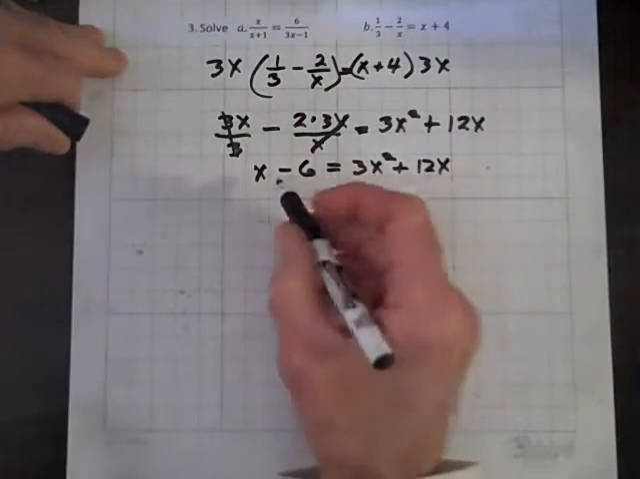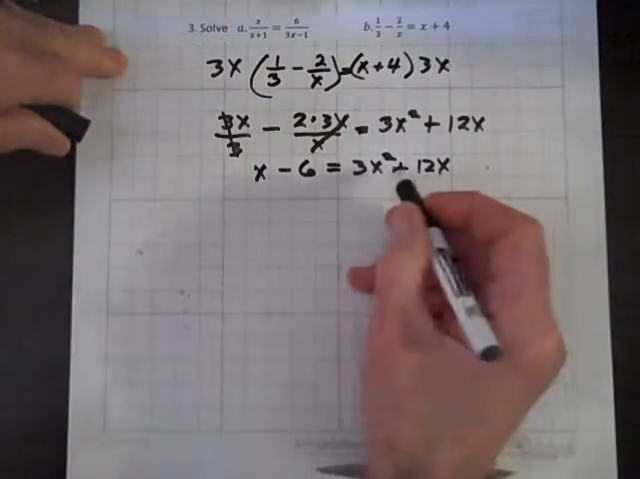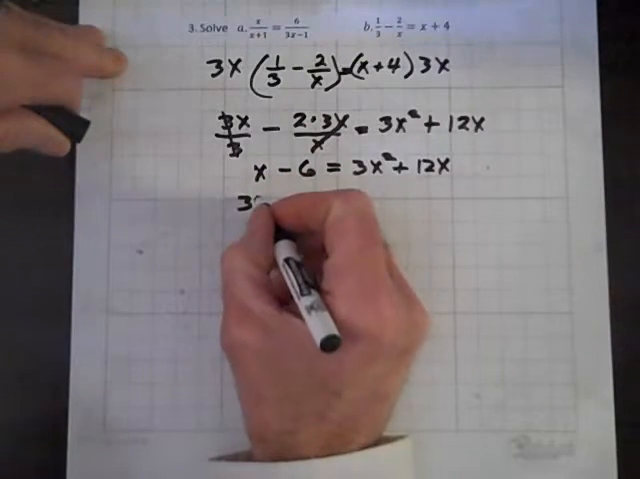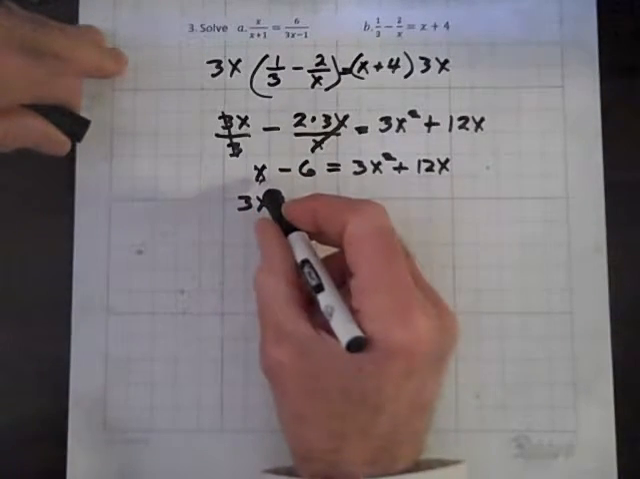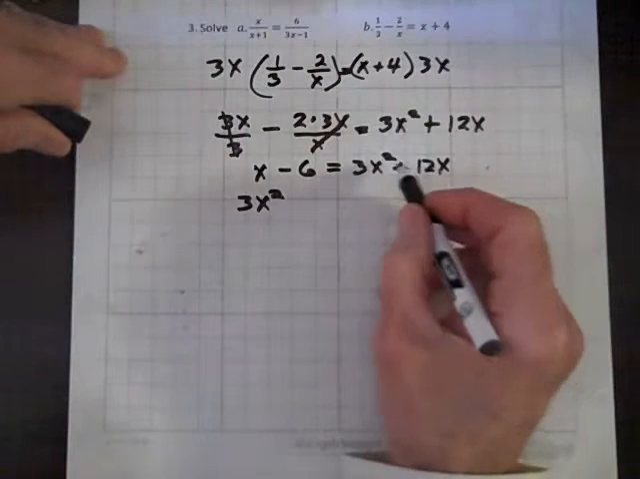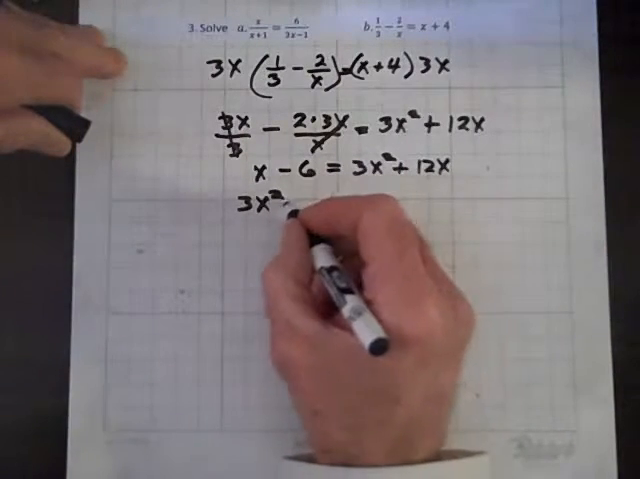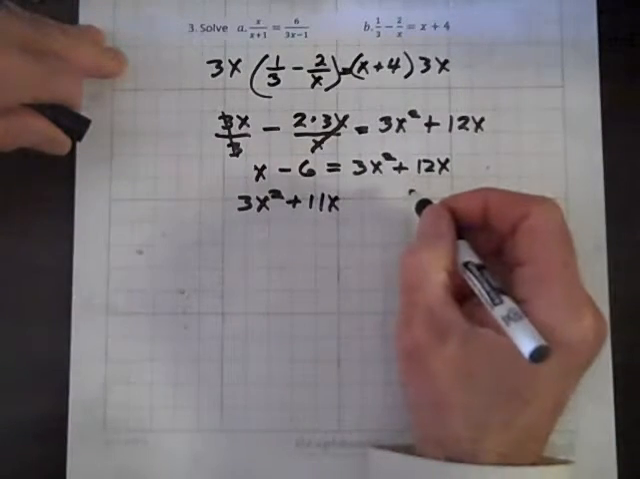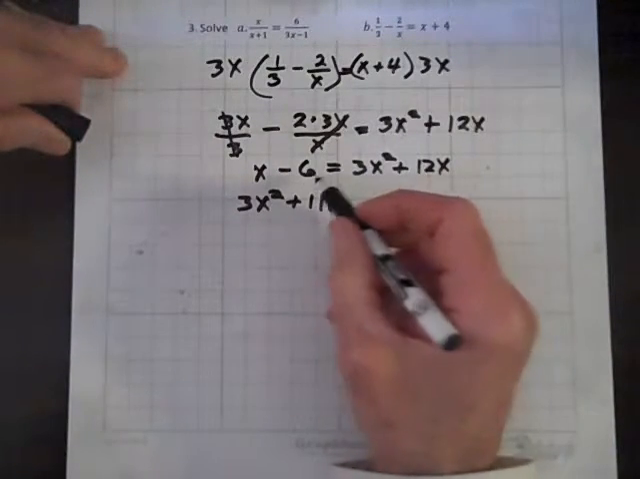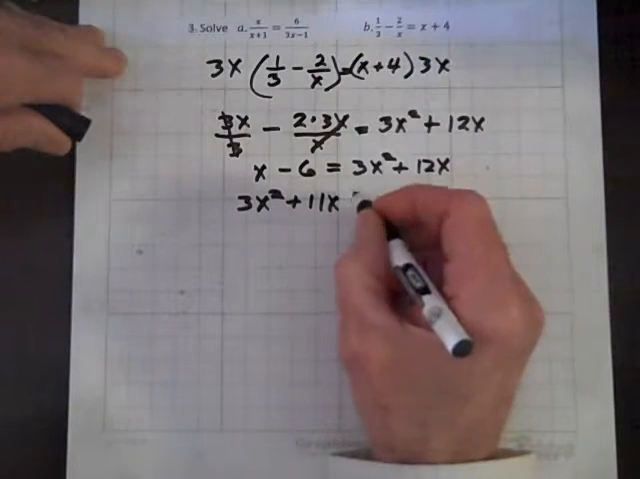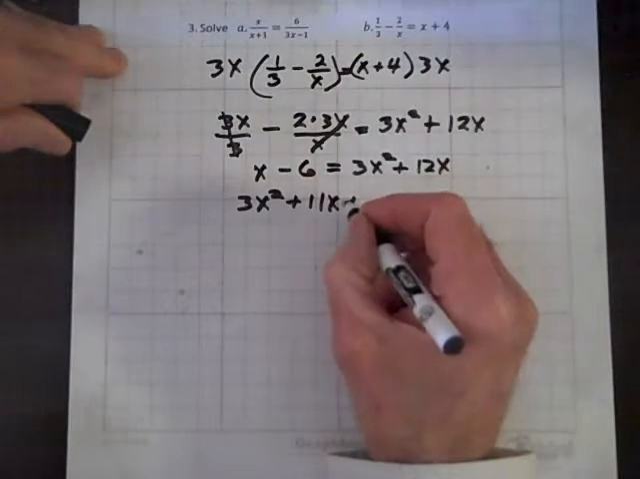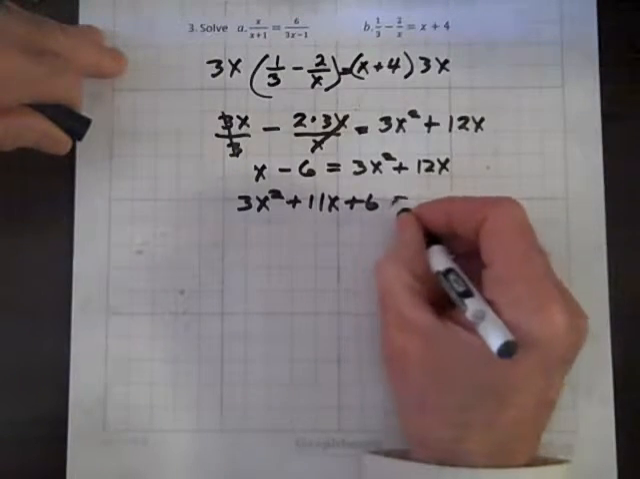Now, we'll subtract x from both sides. Let's lead out with 3x squared, and we'll subtract x from both sides, and 12x minus x is 11x. And then we'll add 6 to both sides, so we have 6 plus 6, and that equals 0.